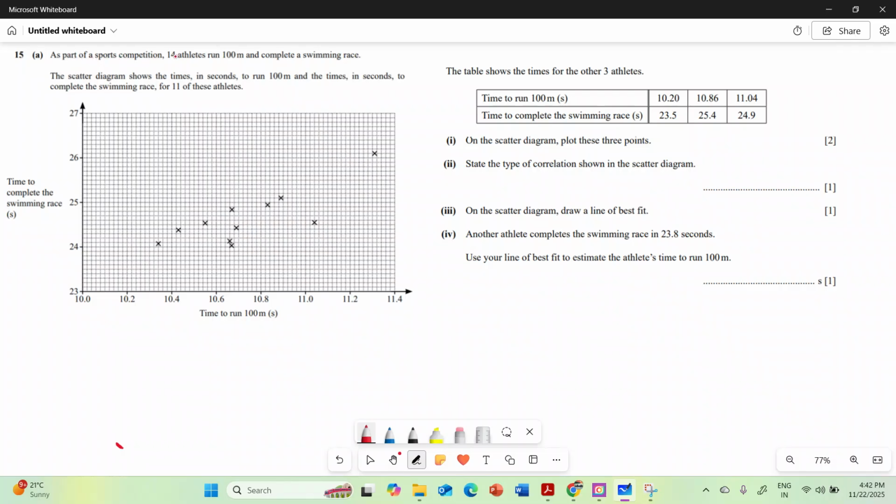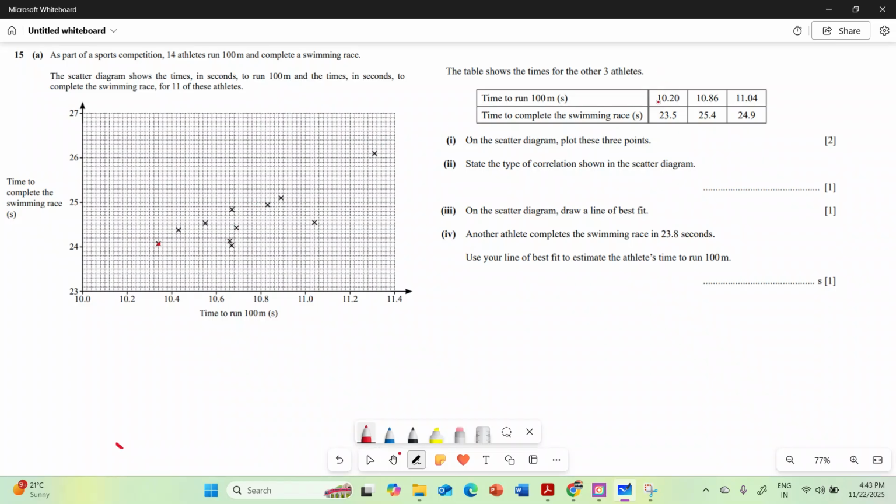As part of the sports competition, 14 athletes run 100 meters and complete the swimming race. The scatter diagram shows the time in seconds and 100 meter. The time in seconds to complete the swimming race of these athletes. So here I have 1 2 3 4 5 6 7 8 9 10 11 athletes.